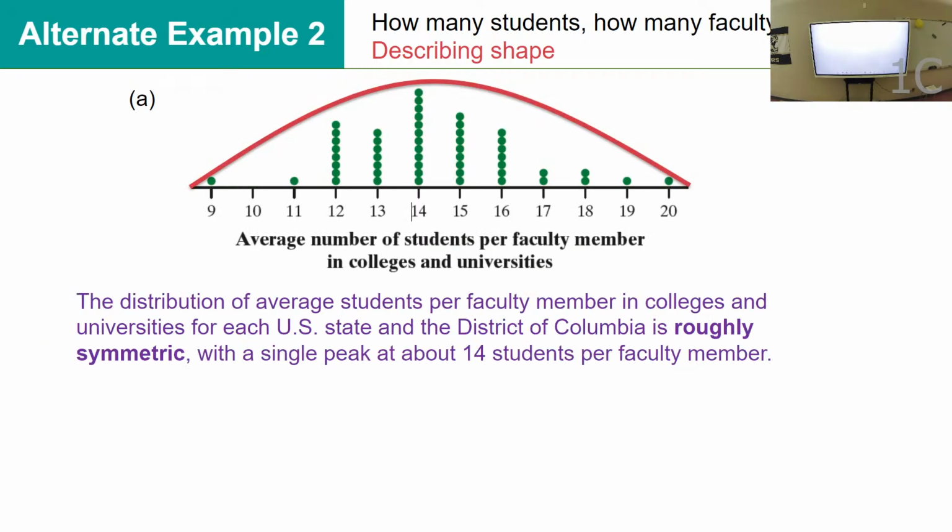The distribution of the average number of students per faculty member in the colleges and universities for each U.S. state and the District of Columbia is roughly symmetric with a single peak at about 14 students. I would not write all that. I think they're a little too serious about putting that in context. But you probably have time to get all that in there. Do I have to mention the single peak? No.